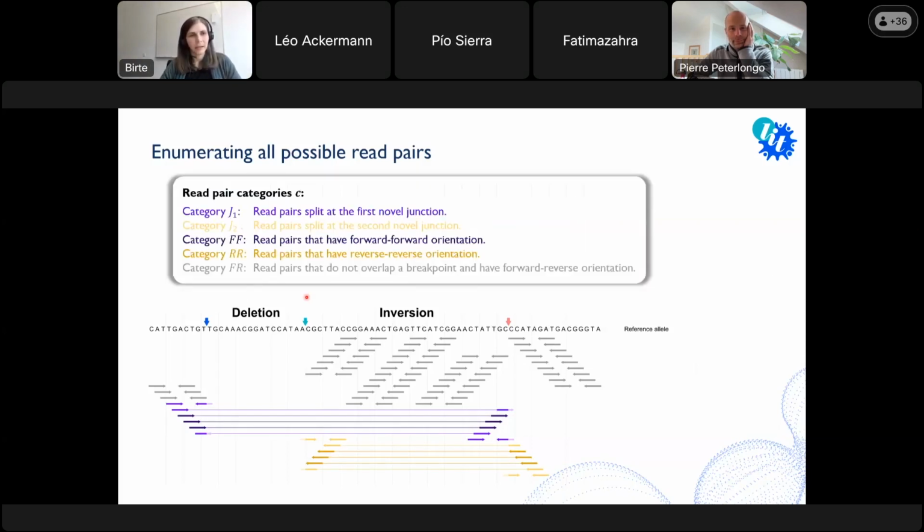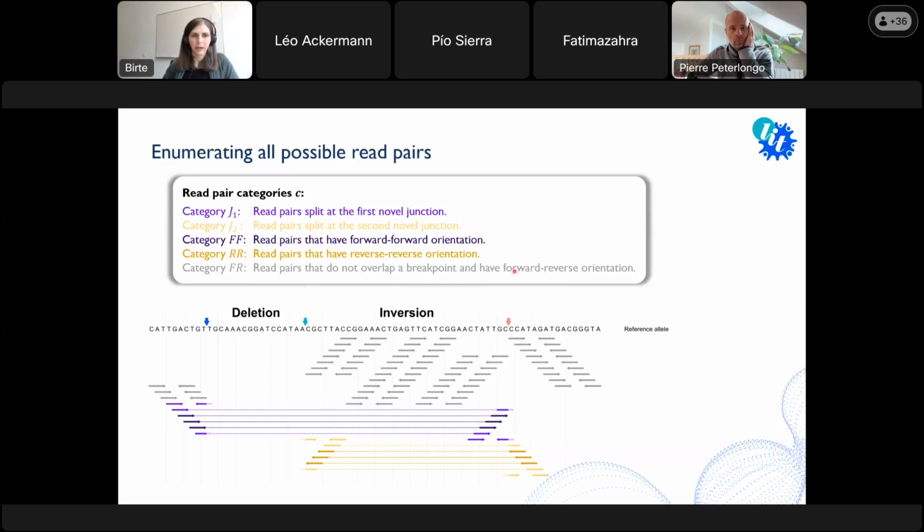Yeah, and here we have then the categories of read pairs that are split at one of the novel junctions. So where the novel junction is actually the read pairs overlapping the novel junction on the variant allele, so it's going to be split, I should say, due to the novel junction or at a breakpoint. And then we have the read pairs in forward and reverse orientation, which are also nice evidence for the variant.